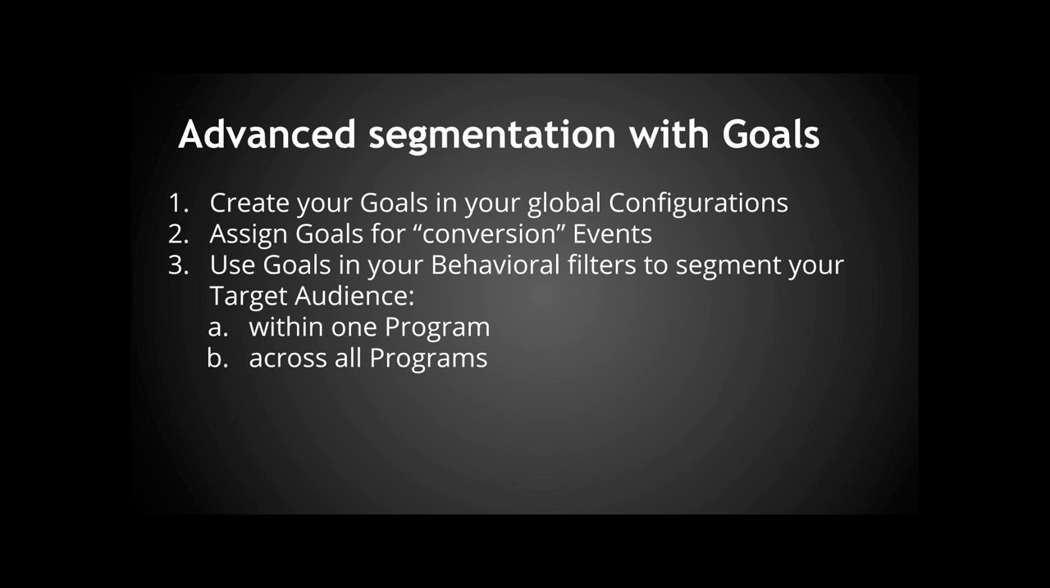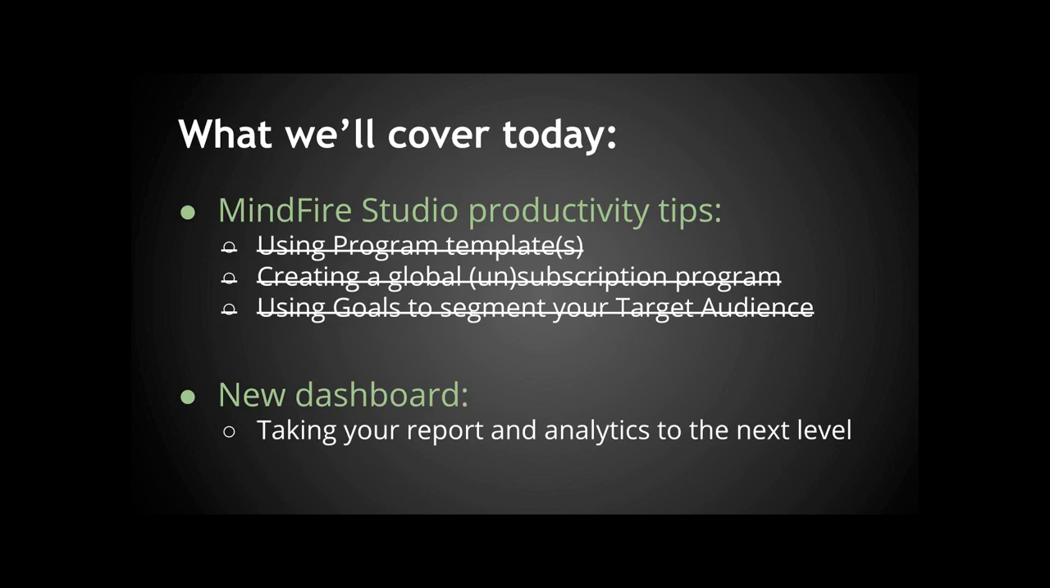All right, there is a lot more that we can share about goals and scores. And I know through the registration process, many people asked for it, so we probably will have another session to go deeper in this. But basically, in the most simple form, you create the goals in 3 easy steps. You set it in your account's global configurations. You then assign that goal to your key interesting event, the conversion event, and then you use it in your behavior filter to segment your target audience.